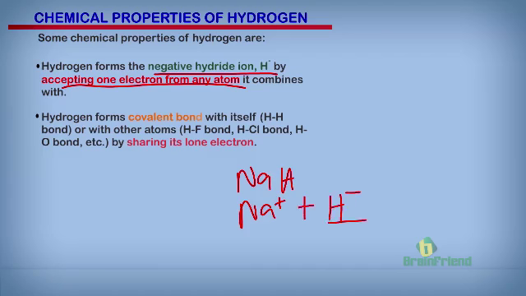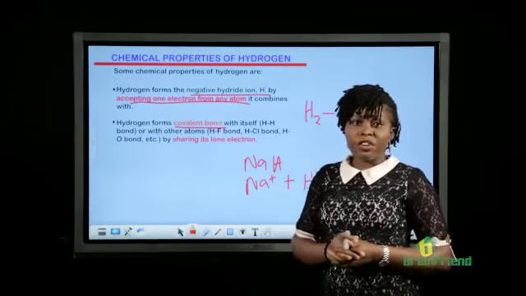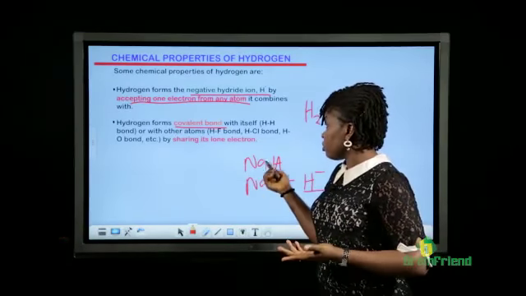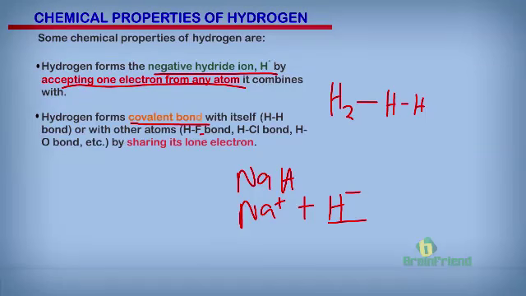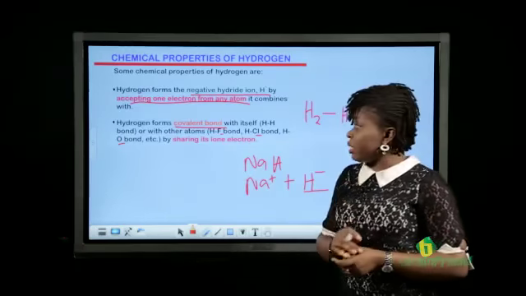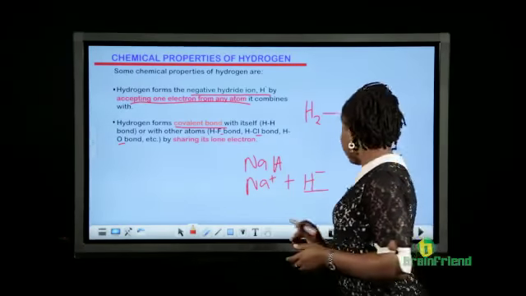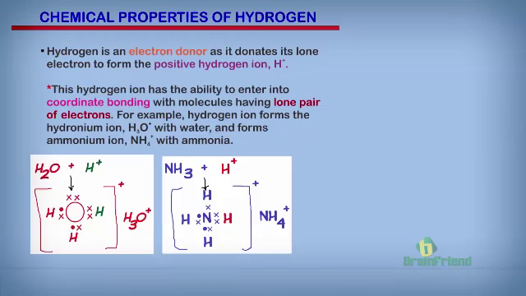2, hydrogen forms covalent bonds with itself, as in when it bonds hydrogen to hydrogen, it forms covalent bonds. It can also form covalent bonds when it bonds with other elements such as fluorine, chlorine, oxygen. It does this by sharing its lone electron. Hydrogen is an electron donor, as it donates its lone electron to form the positive hydrogen ion.